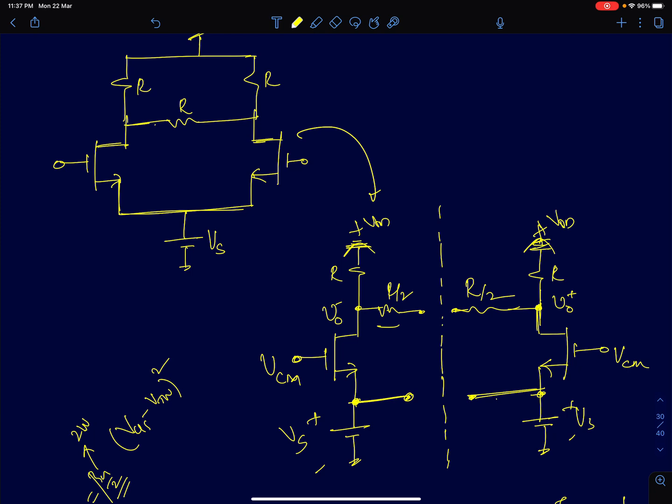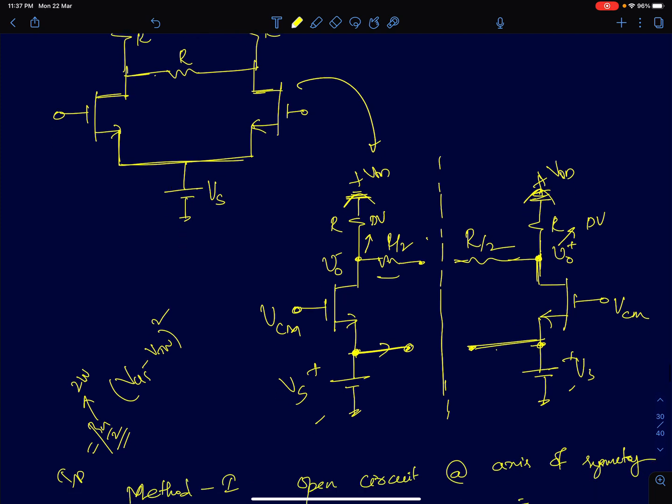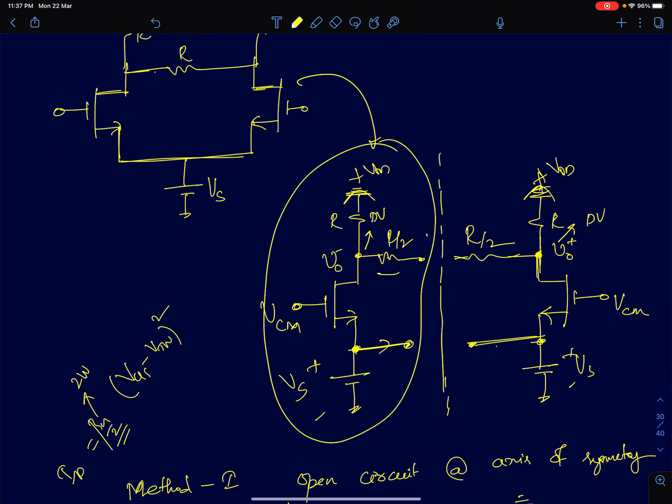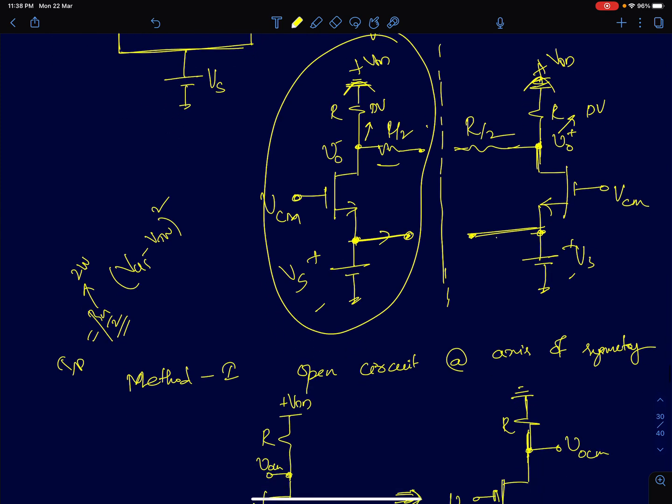Why are we open circuiting them in the common mode half circuit? The reason is pretty simple, because if both the nodes change in the same way, this node is going to change by delta V, and this will also change by delta V. So even though they are shorted here, there is no current flowing between these two terminals. Therefore, it's like an open circuit. So since no current is flowing between these two terminals, we said we can just open circuit that node. Once you open circuit it, just take one half of it, draw the AC equivalent and find the gain. That's your common mode half circuit.